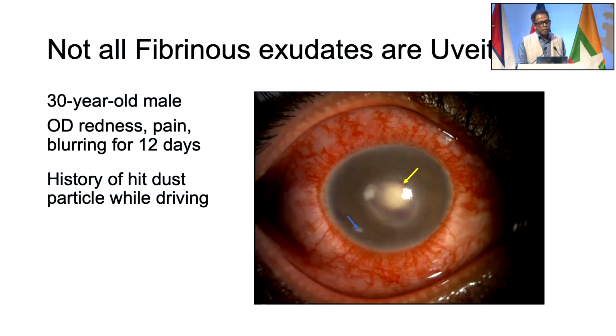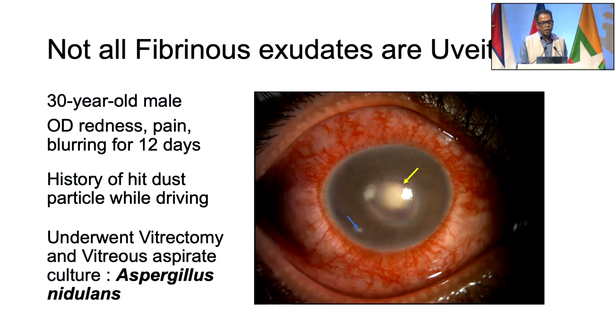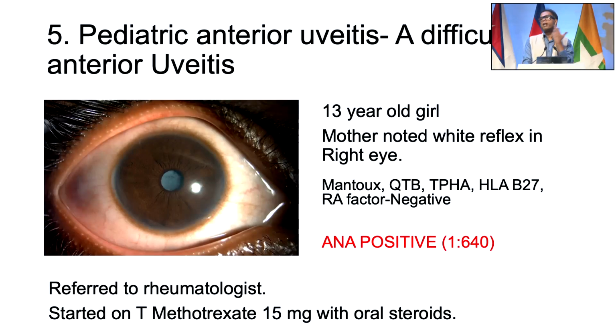Now this is another male with blurring of vision, history of some dust particle while driving. But when we took the patient for vitrectomy and vitreous aspirate, because there was a lot of vitreous exudate, this was a case of fungal infection. So sometimes you need to understand what is going on, what is the particular clinical entity you are dealing with.